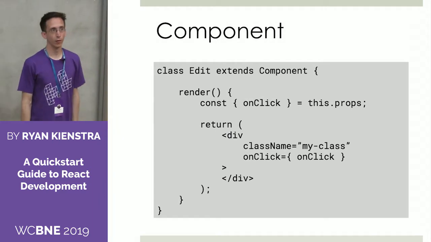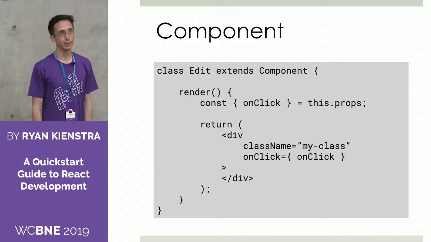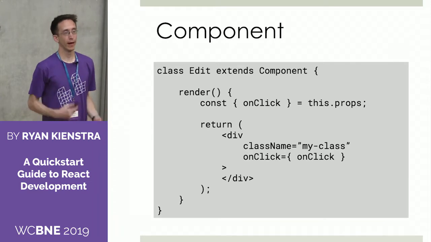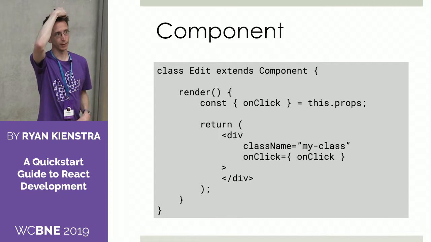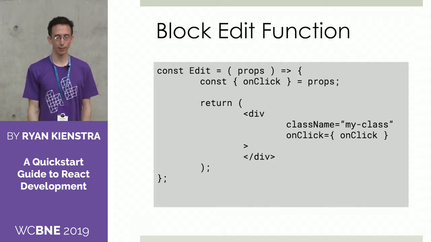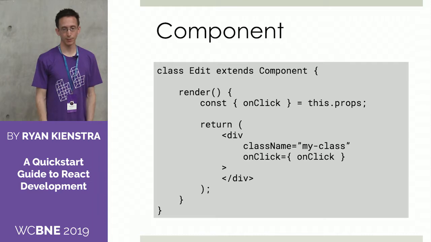Now this is another way of writing the exact same thing, really. You can, as an alternative, have a class. And this is the edit function. You can see in that render method, that's doing the same thing. It's basically the same as the return line right there. You have the render method, and then you just return that same JSX.